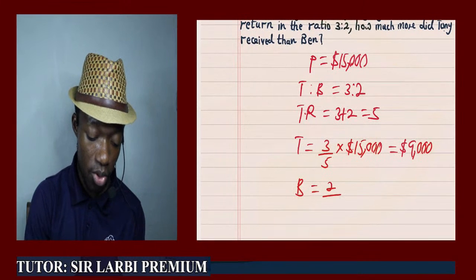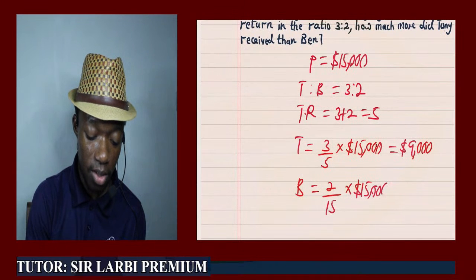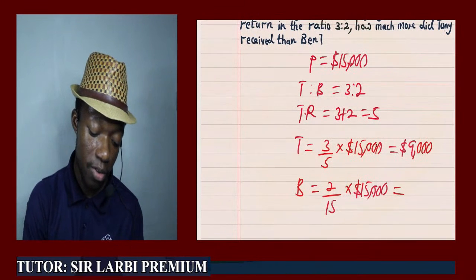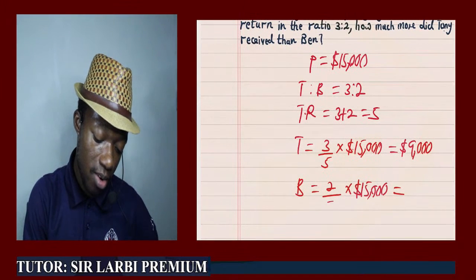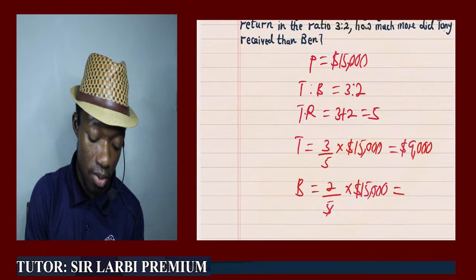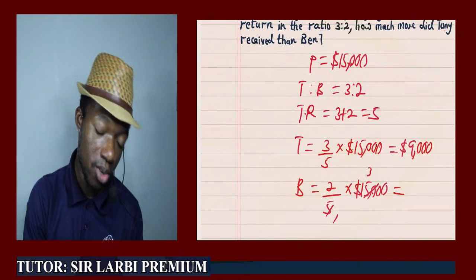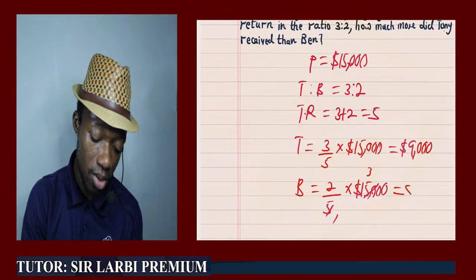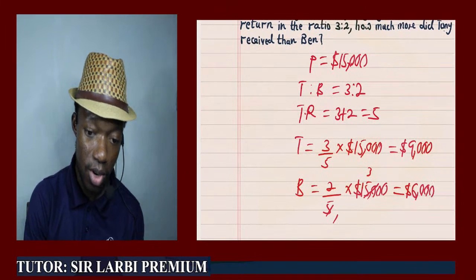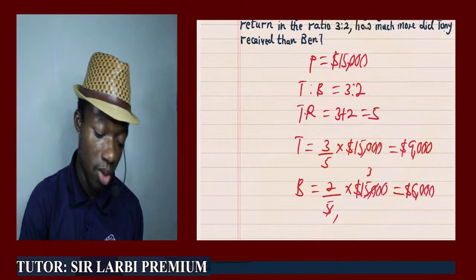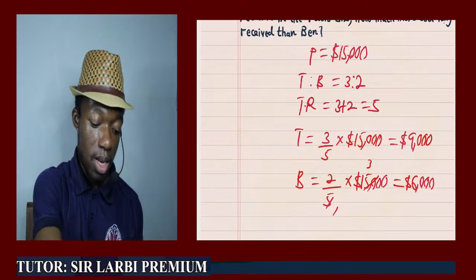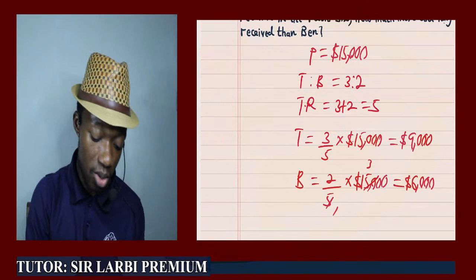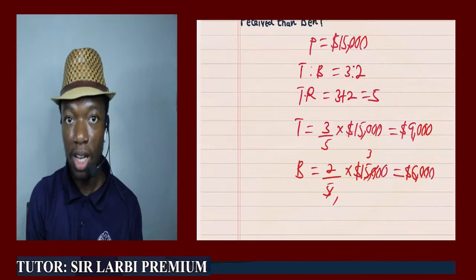And then that of Ben, following the same approach. We have 2 over 5 multiplying $15,000. Sorry, I said 15, it is 5. 5 goes into 15 three times. So 3 multiplying 2, you are getting 6. So that is $6,000 generally there, and you are good to go. So that means the amount that Tony will receive more than what Ben receives is the difference between Tony's share and Ben's share.